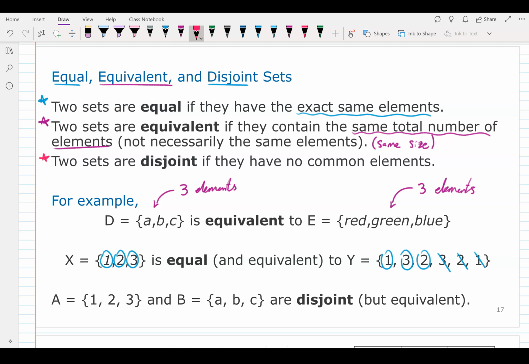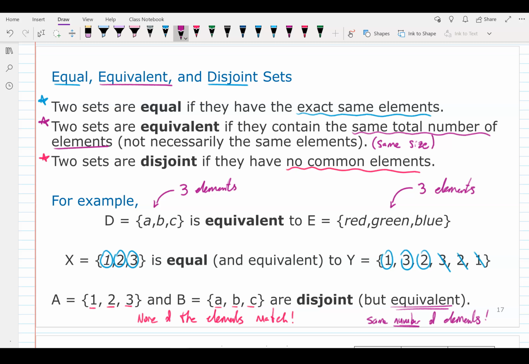Finally, what does it mean for sets to be disjoint? It means they're disjoint if there's absolutely no common elements. So they can still be equivalent, but be disjoint. Okay, what do I mean by that? You have the numbers 1, 2, and 3 in the first set. You have the letters A, B, and C in the second set. They're disjoint because none of the elements are the same. However, they are equivalent because they have the same number of elements. All right, take some time to let that process, and we're going to move on to some practice.